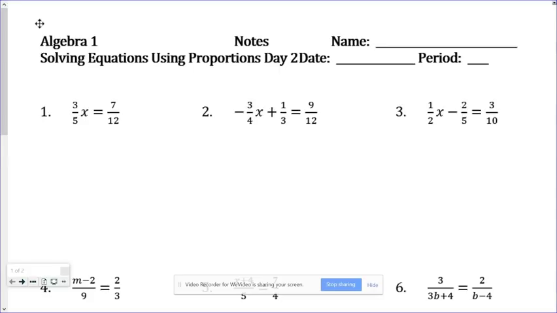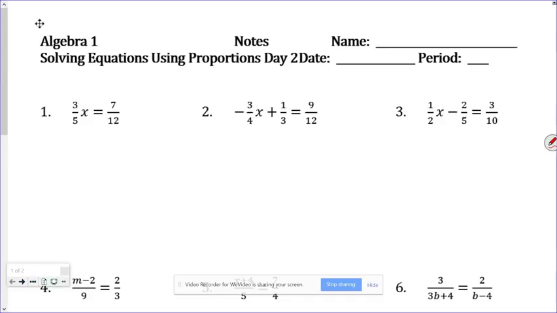All right, hello everyone. Today we are doing proportions day 2 notes. So last lesson we had just simple proportions like 2 over 5 is equal to x over 10, and we solved for that missing variable like you did on your warm-up. Today it's getting a little more tricky, and we'll use the distributive property within that cross multiplication method.